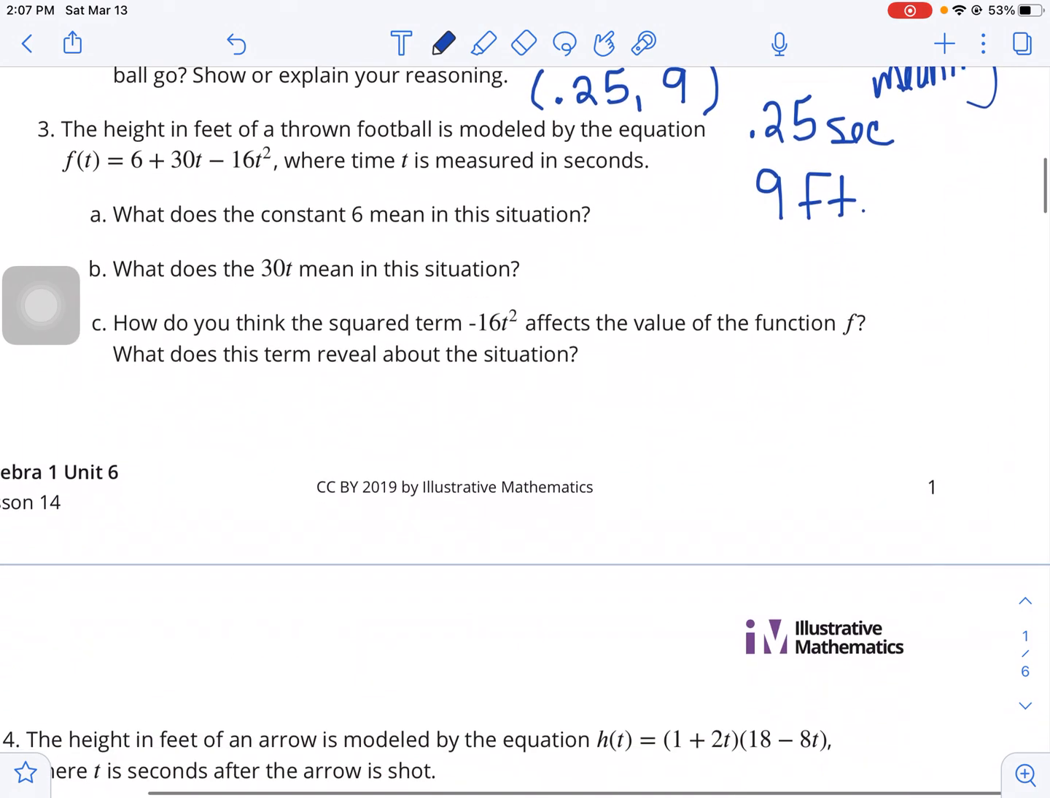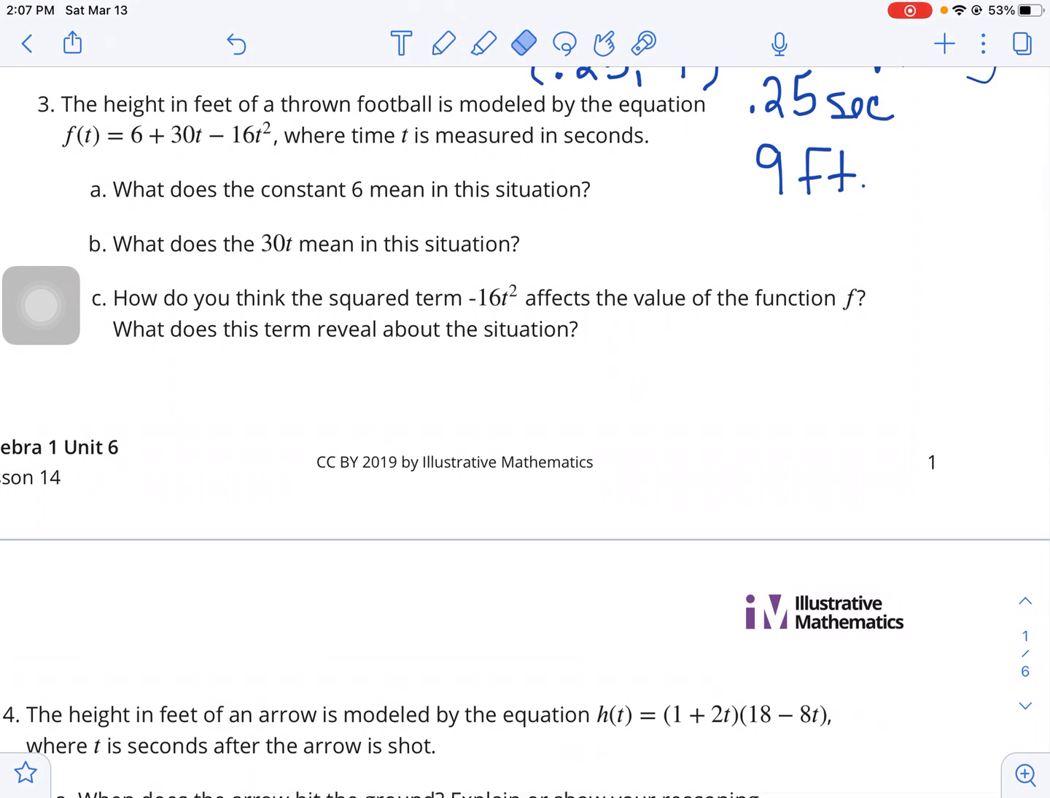Number 3 then. The height in feet of a thrown football is modeled by this equation. So we're going to use technology on this as well. And we want to know, what does the constant 6 mean in this situation? So remember our time height function, h of t. They're calling it f of t here, but that's fine.